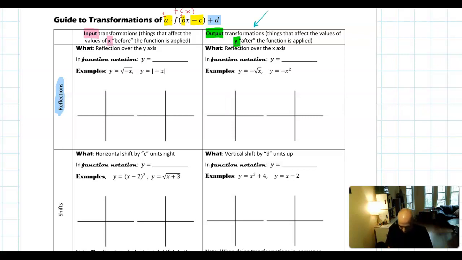The second column, even though it comes second, is probably what you're most familiar with, transformations that affect the y values. And the input transformations might be a little less familiar. We're going to go just in order of the sheet, from bottom left to right, bottom to top. Let's begin.